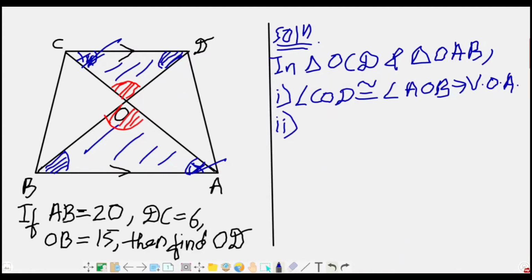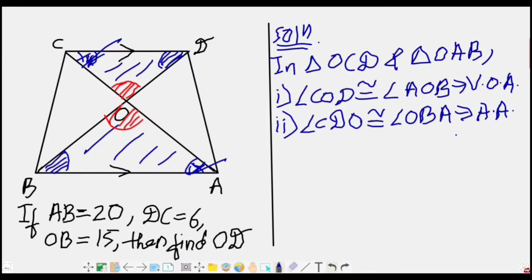Second, we can take any alternate angle. Suppose I'm taking angle CDO, then this angle will be congruent to angle OBA. Why are they congruent? Because they are alternate angles. Why are they alternate angles? Since AB is given parallel to CD.